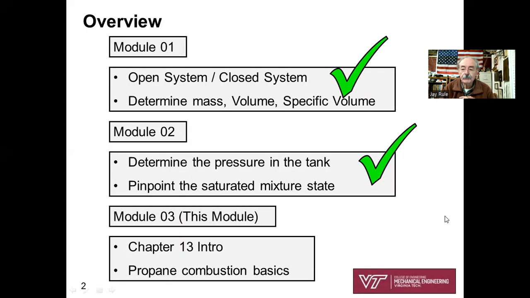And so what have we covered so far? Well, in the first video, I demonstrated that it's really pretty easy to determine, based on our system here, our small propane tank, the mass in there, the volume of the tank, and therefore the specific volume. Then we got a little more fancy, jumped into chapter 3 to show you a technique for when we know we have a mixture of liquid and vapor within the tank. It becomes a pretty easy matter to determine the pressure inside the tank and pinpoint the state of the saturated mixture underneath the vapor dome.